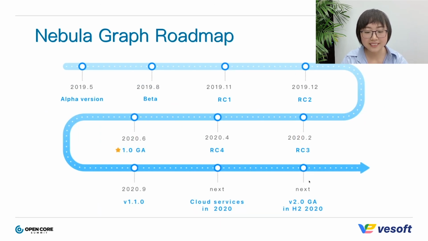And this is the roadmap of NebulaGraph. In May 2019, the alpha version was released. In June 2020, the first GA version was available. The second GA version will be released by the end of 2020. At that time, the cloud service is estimated to be available. With cloud service, NebulaGraph can be deployed on demand and built in seconds.